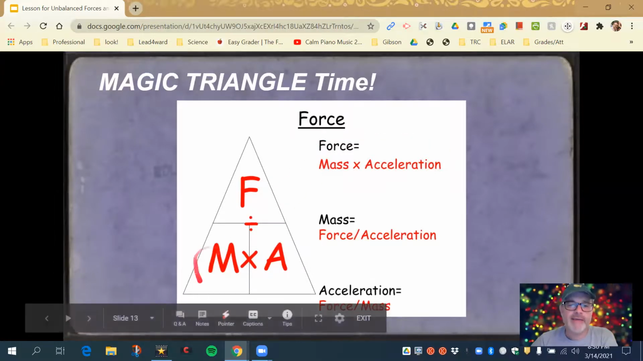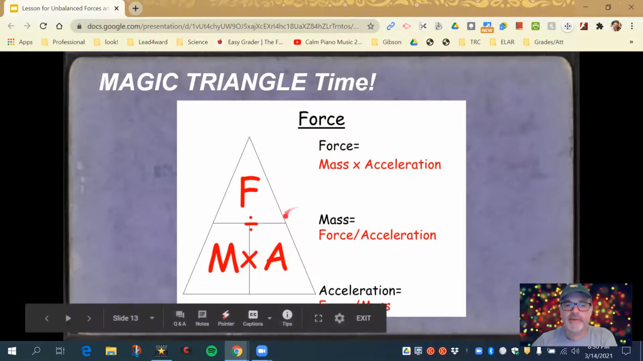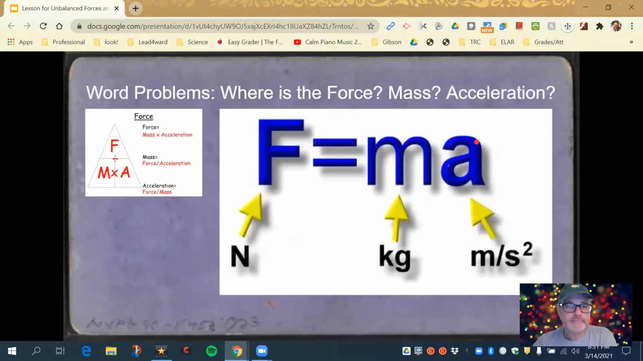If I want to find mass, then I do the other two, which is force divided by acceleration. That's how I get the mass, force divided by acceleration. And then lastly, if I want to find acceleration, then I do the other two, which is to divide the force by the mass. And that's how I got this problem right down here, okay? So that's how we use the magic triangle for force, just like we do for speed.